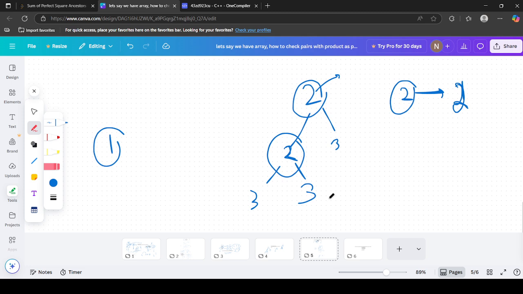And now we are using DFS, right? So we are in this node. Do DFS for this. So 3. Is there any other node with 3? No. So simply add 3 to the map. And then return to 2 again.